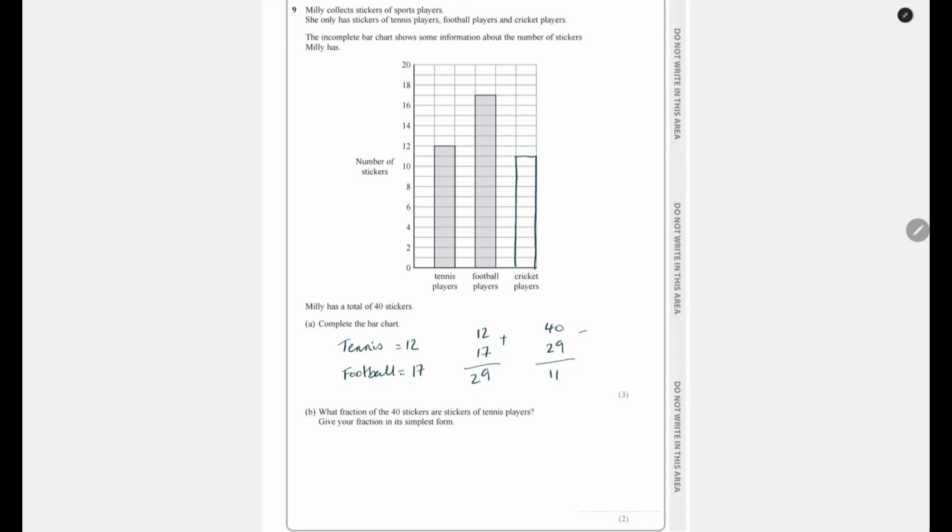Part B says, what fraction of the 40 stickers are stickers of tennis players? Give your fraction in its simplest form. Well, we know that we have 12 tennis player stickers. There's a total of 40, so that's our fraction. And now we need to simplify this. So we need to find a number that goes both into 12 and 40, which is 4. 4 goes into 12 3 times, and 4 goes into 40 10 times. And so our answer is 3 over 10.